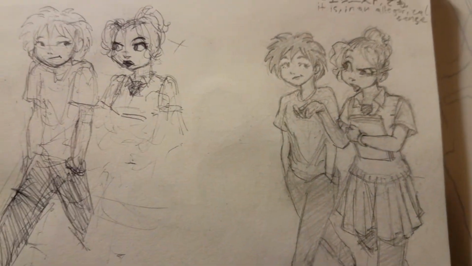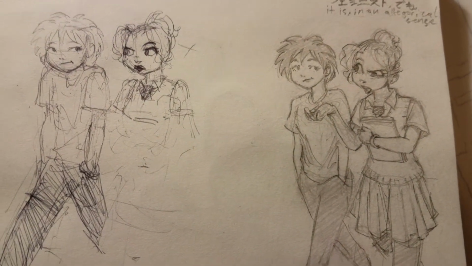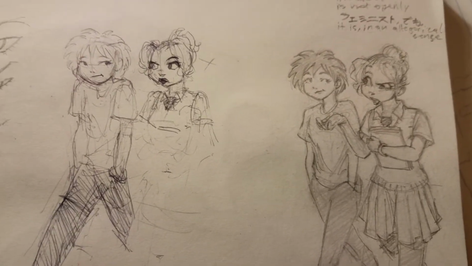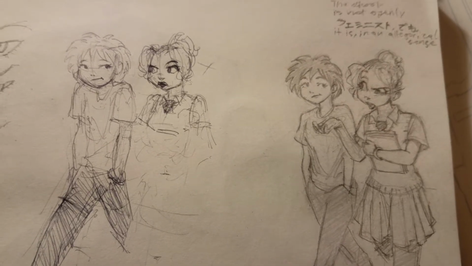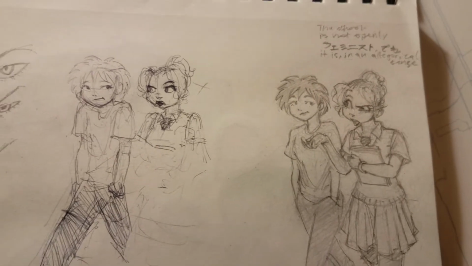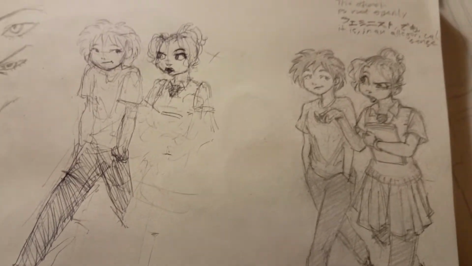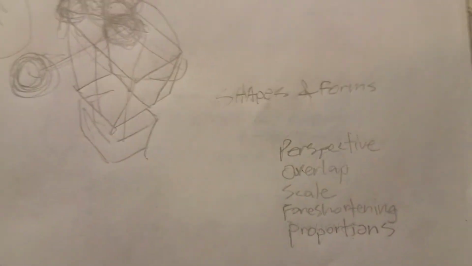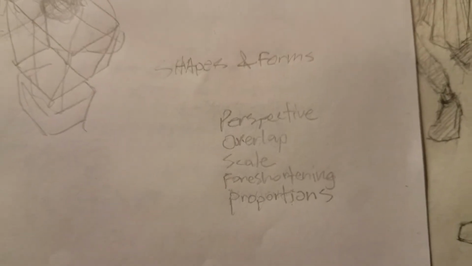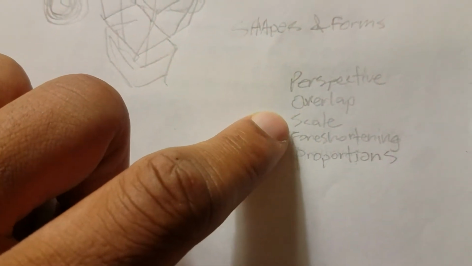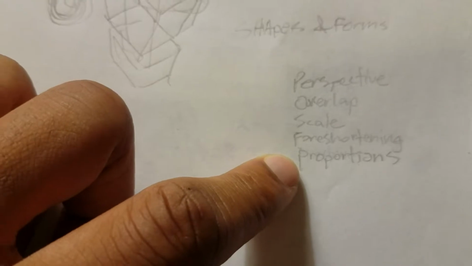And these were just from using basic principles of drawing that once you just consider them while you're creating, you will be able to make your stuff look more dimensional and a little bit more professional. And these principles are using the shapes and forms and applying perspective, overlap, scale, foreshortening, and proportions to them.